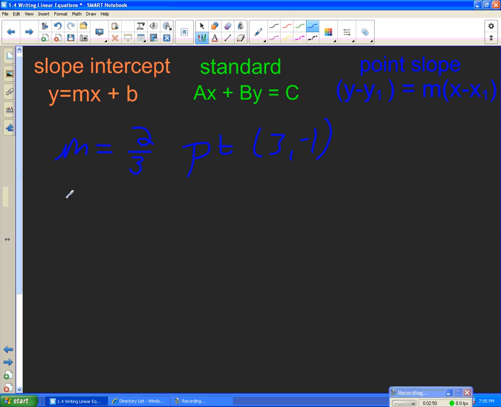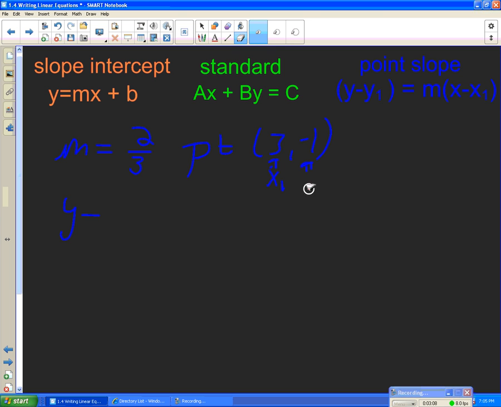Point slope is y minus y sub 1. Well, your y sub 1 is coming from the given point, so your x sub 1 is going to be the 3. Your y sub 1 is going to be the -1. So your x sub 1 and your y sub 1 are going to be the given points.